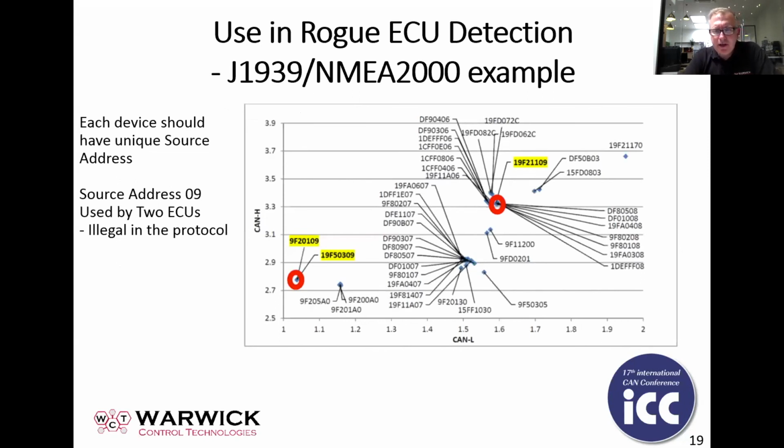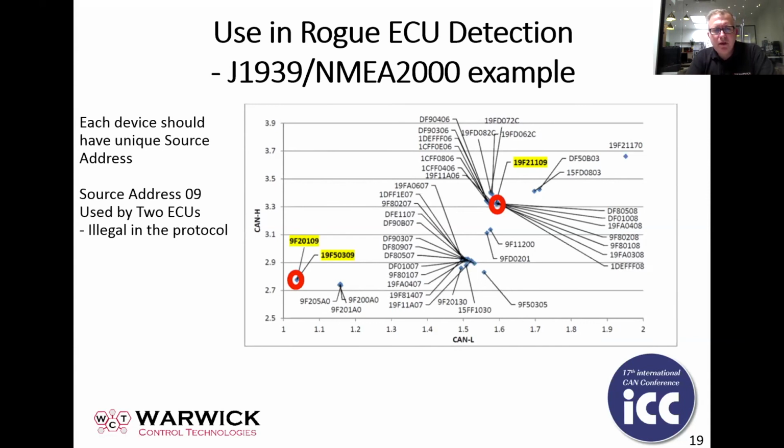So showing another cluster plot here then. This time we've got CAN low on the bottom for the x-axis, and CAN high on the right-hand side for the y-axis. This is actually a bit of a mixed J1939 NMEA 2000 example, which is a bit of a curious one. This is a case where you've got this 29-bit CAN protocol. They're both very related protocols.